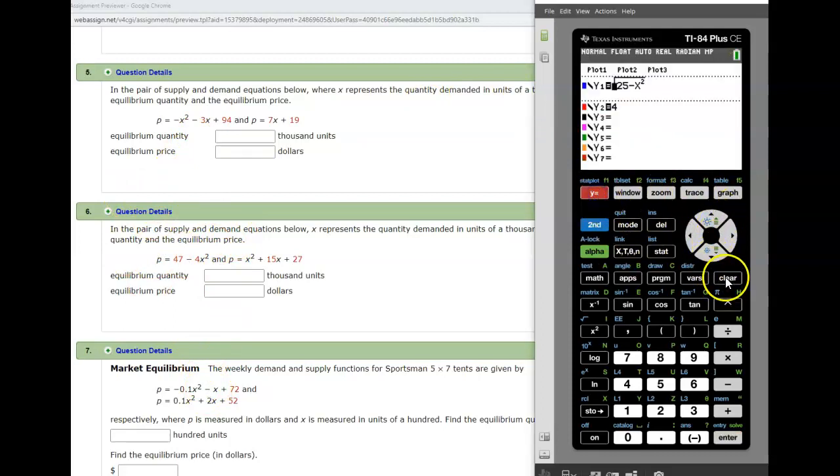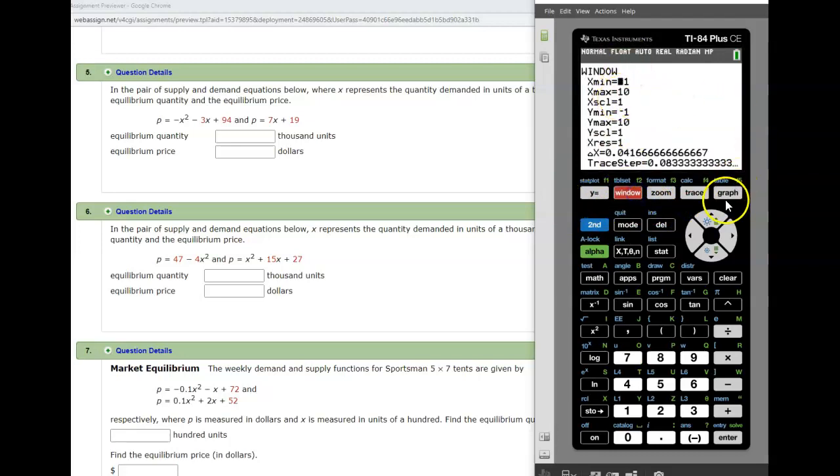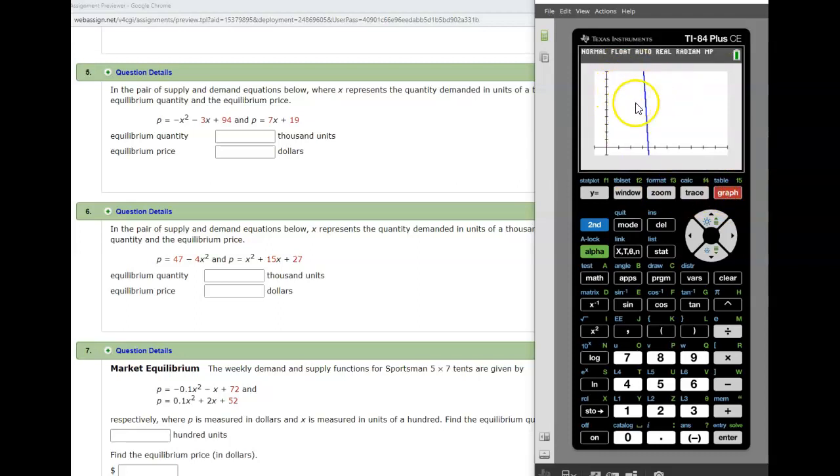So I'm going to go to y equals, I'm going to put in clear, have 47 minus 4x squared. Most likely the difficult part of this, or the challenging part, will be getting your units for the window right. So we need for the second one x squared plus 15x plus 27. Now I know I'm not interested in any negative quantities, so if I graph with my -1 to 10 here, and I get a nice graph, then I'm really done with this. But I can't really see what's going on there. It looks like most likely it's going to cross somewhere in here.